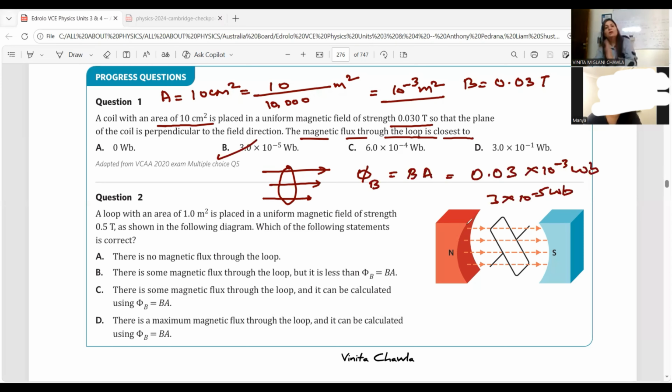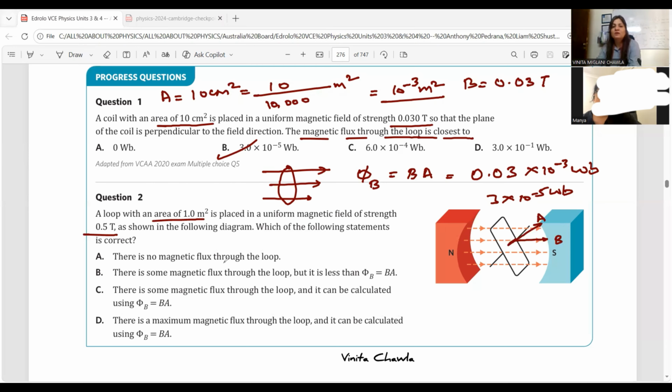A loop with an area of 1 meter square. Area is given. It is placed in a uniform magnetic field of strength 0.5 Tesla, shown in the figure. Which of the following statements is correct? See, it is slightly tilted. So this area vector is making a certain angle with the magnetic field, right? So what is the correct option?